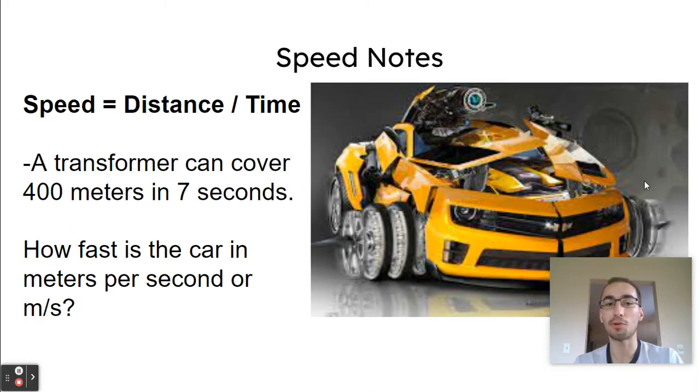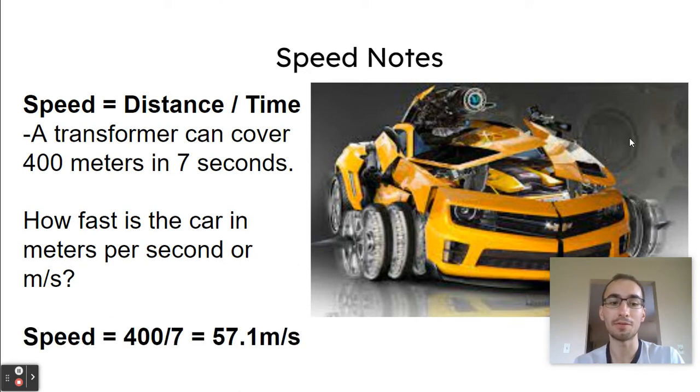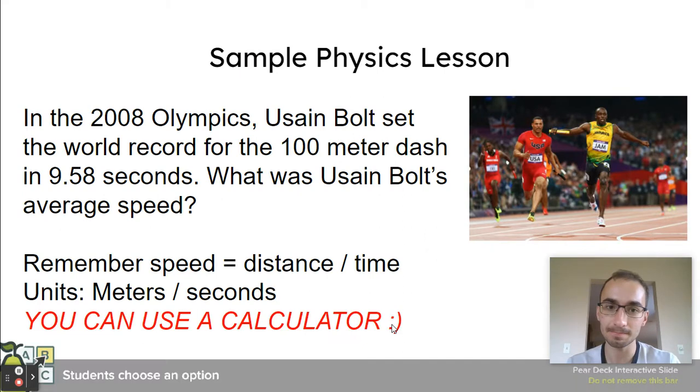Next one, a transformer can cover 400 meters in 7 seconds. How fast is the car in meters per second? That's the other unit of speed we'll be using, meters per second. It goes around the track once in 7 seconds. Hopefully you know you divide them both. You do 400, the distance, divided by the time, 7 seconds, so you get 57.1 meters per second.